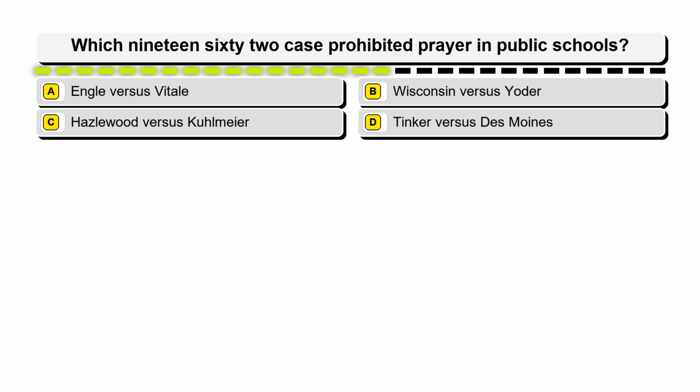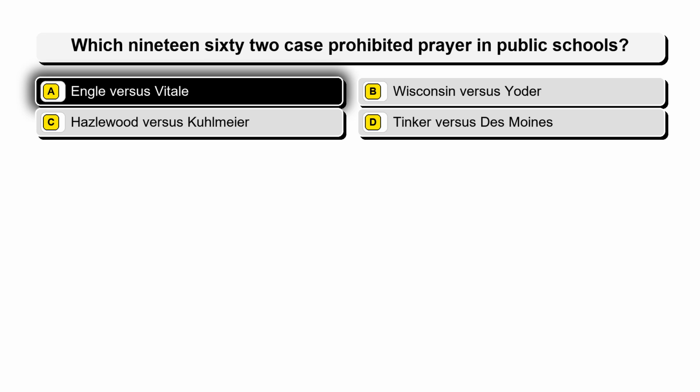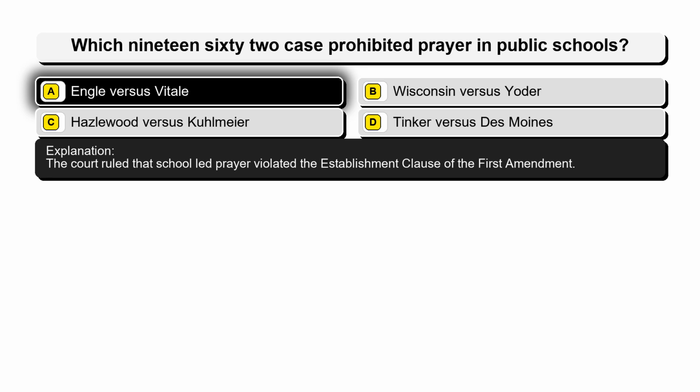Option A. Engel vs. Vitale. Option B. Wisconsin vs. Yoder. Option C. Hazelwood vs. Kuhlmeier. Option D. Tinker vs. Des Moines. The correct answer is option A. Engel vs. Vitale. The court ruled that school-led prayer violated the Establishment Clause of the First Amendment.